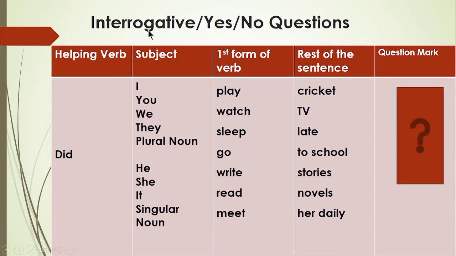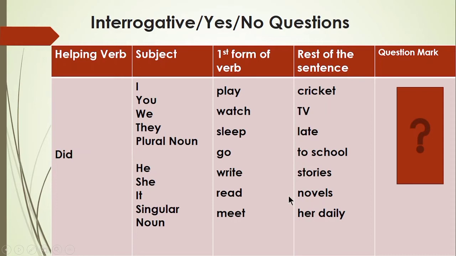Now, how to make interrogative yes/no questions? So we bring did to the start of the sentence, then the subject, then the first form of verb, and then rest of the sentence, and finally question mark. For example, did I play cricket, or did you play cricket? Did we watch TV, or did he write stories? Did she read novels, etc.